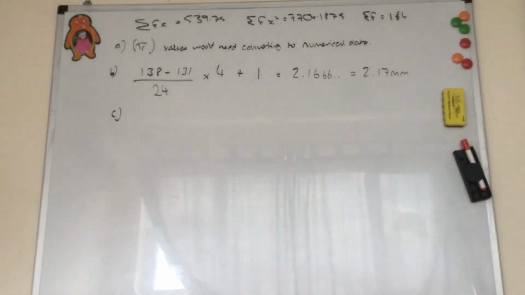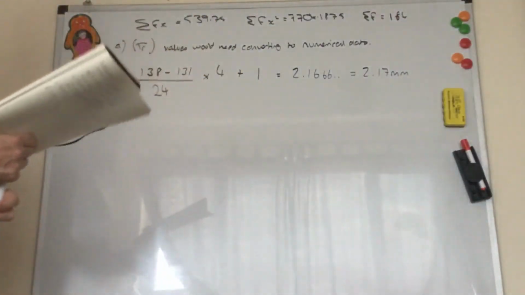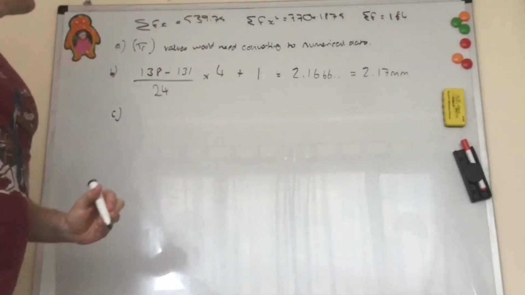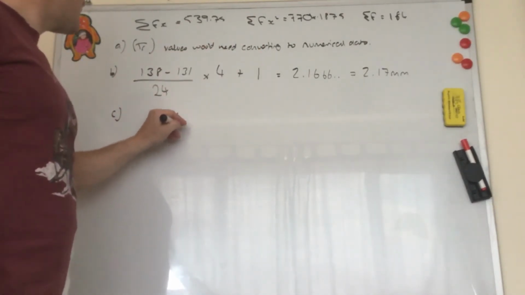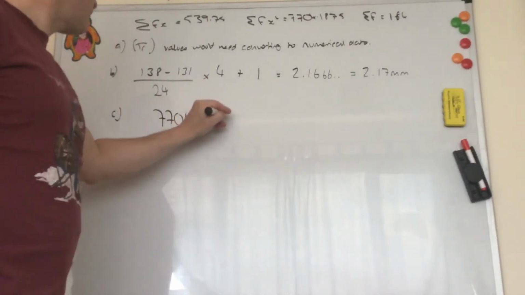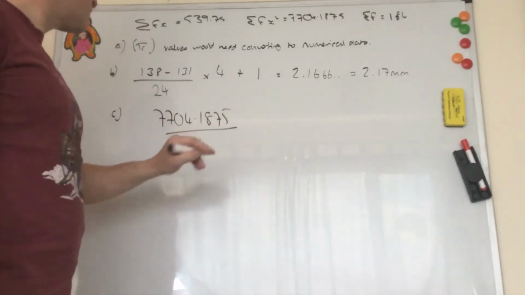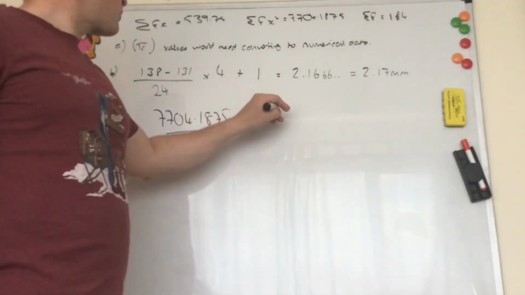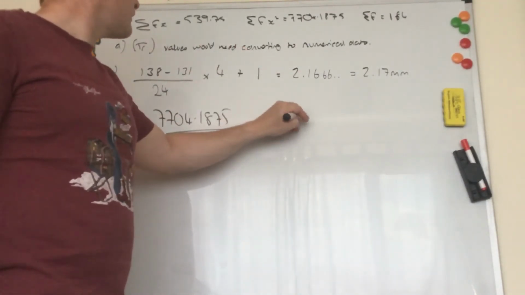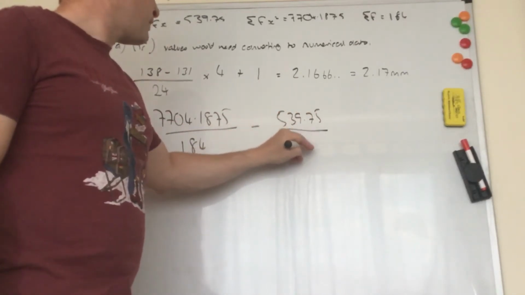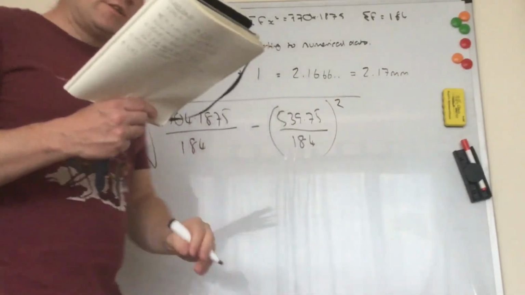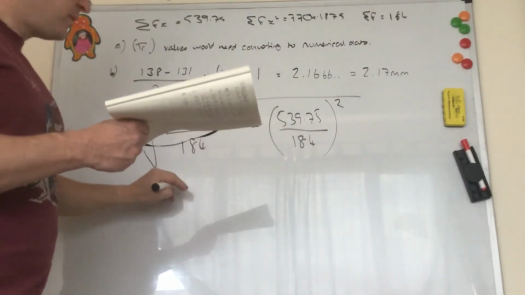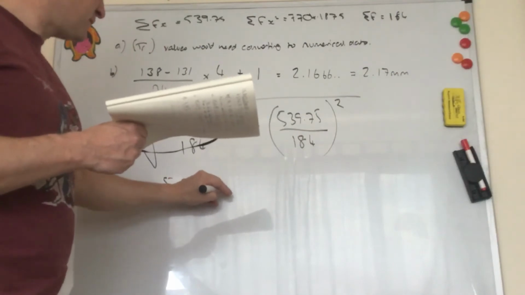Skipping back so I can see the question. Calculate an estimate for standard deviation. Some people got a little bit confused on this one. It is the mean of the squares. So 7704.1875 divided by 184 gives the mean of the squares, minus the square of a mean. So the mean is 539.75 divided by 184. We want the square of a mean, square rooted. If you whack all of that into your calculator, we get 5.767 millimetres.